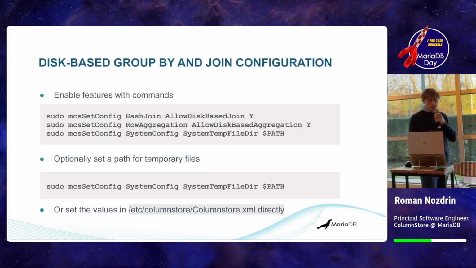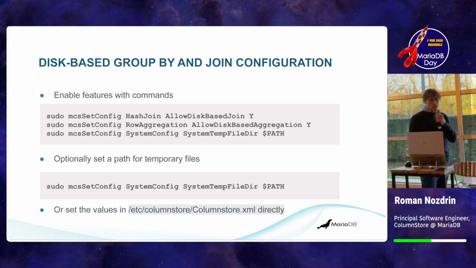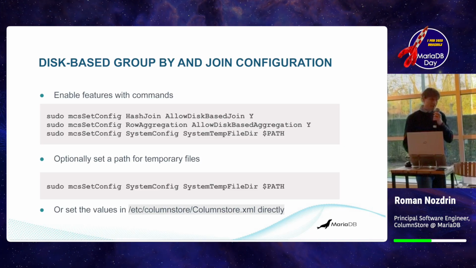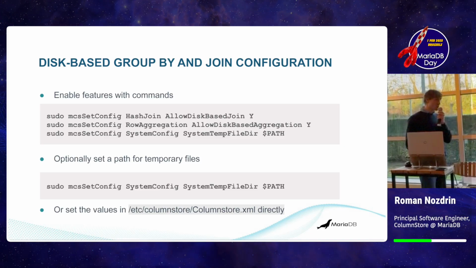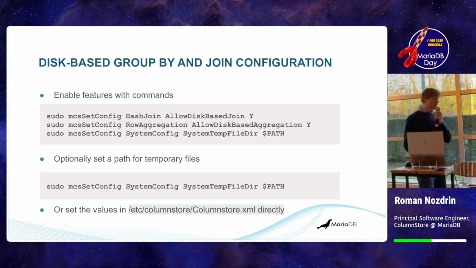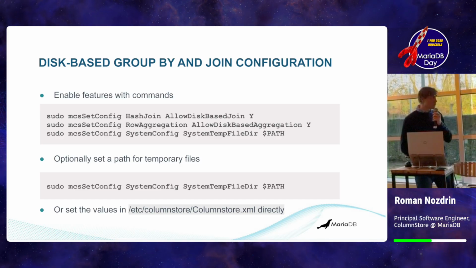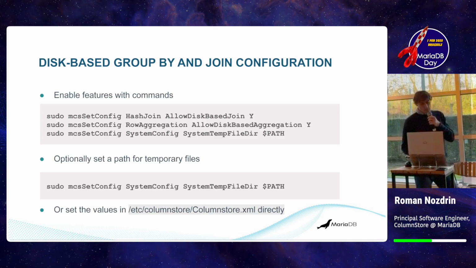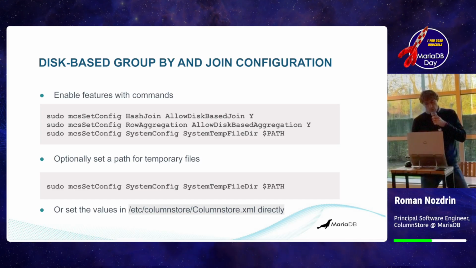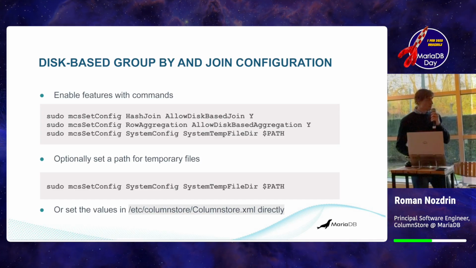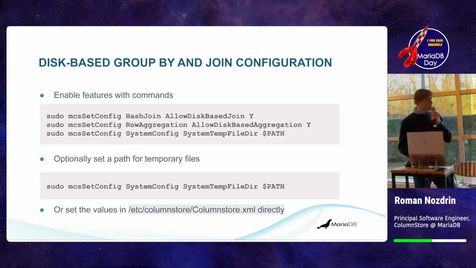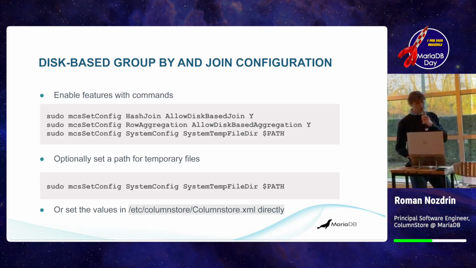By default, the disk-based or external algorithms are disabled in Columnstore, because the customer would probably want to know when they turn on the slow disk-based algorithm. So this is how to enable them. And you can also change the temporary files path so you don't run out of disk space while running the disk algorithm.